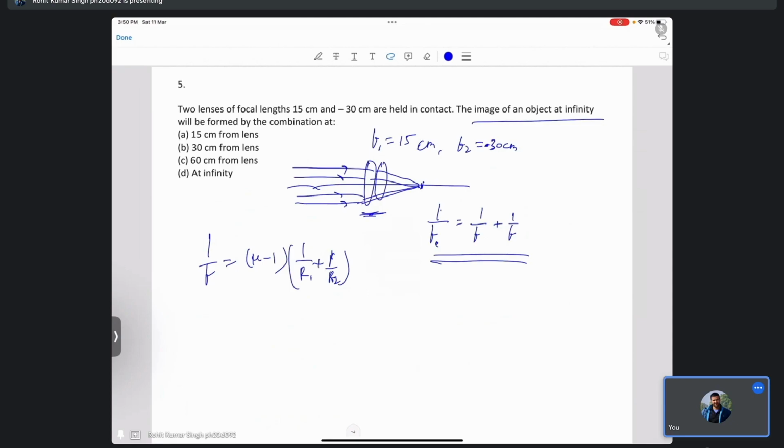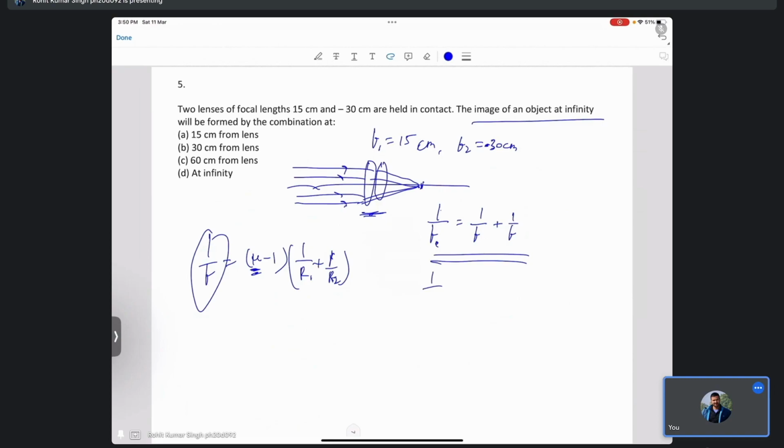Because you know the focal lengths are f1 and f2, suppose, and this refractive index is assumed to be the same. So both the lenses are made up of the same material, then this will be the same. And this radius of curvature is also assumed to be the same. So the combination will be just addition of 1 by f.